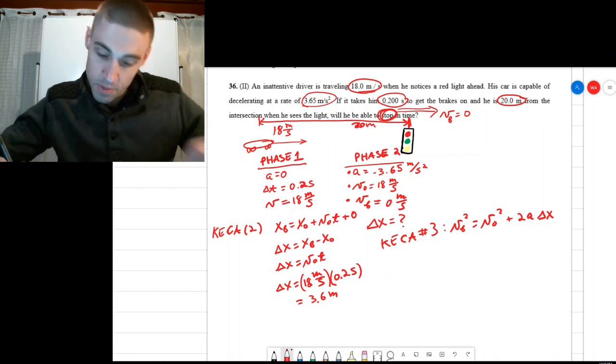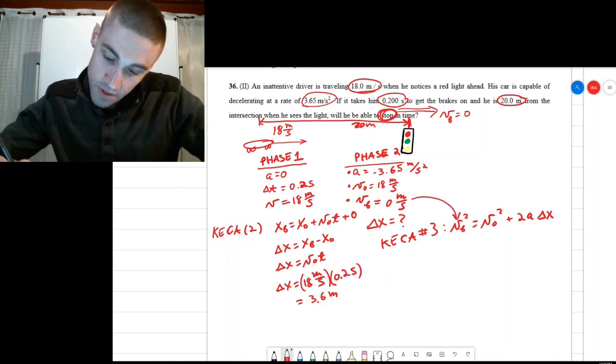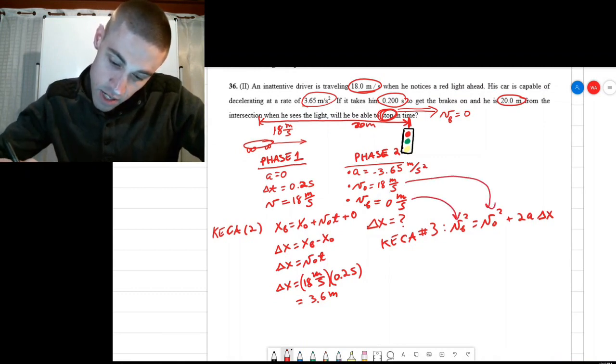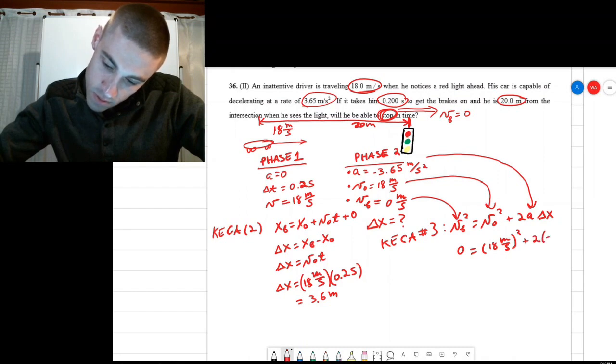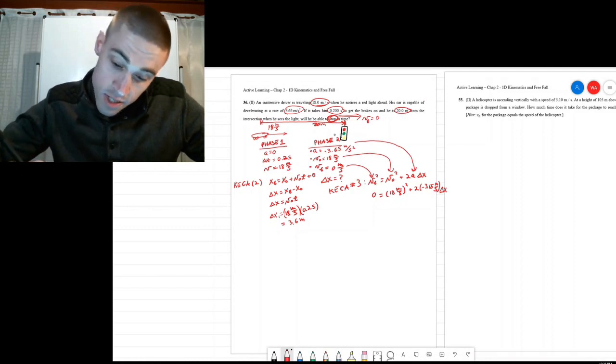Okay, so let's plug in all of our known values. v final was 0, v initial is 18 meters per second, and acceleration is minus 3.65 meters per second squared. So 0 equals 18 meters per second squared plus 2 times minus 3.65 meters per second squared times change x. So let's just solve this for delta x.